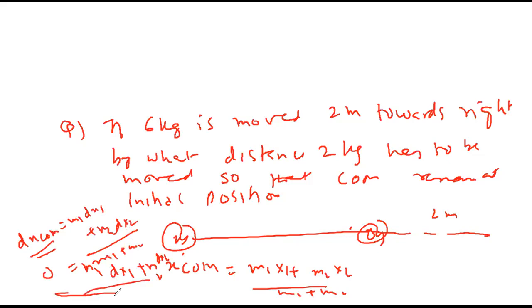0 into anything is 0. So we get m1 dx1 equals minus m2 dx2. m2 is 6 kg and it is moved to the right by 2, so the 2s cancel. We have to move the 2 kg towards the left by 6. Then the center of mass will remain at the same position.